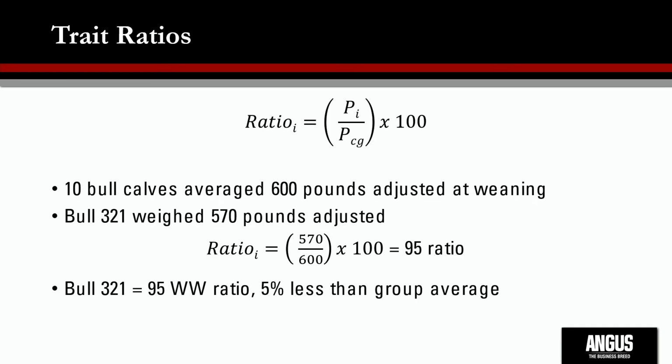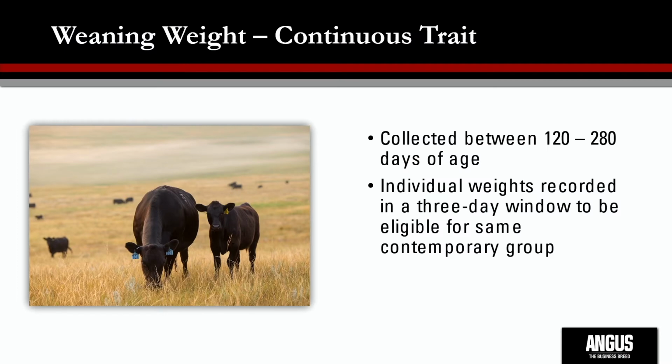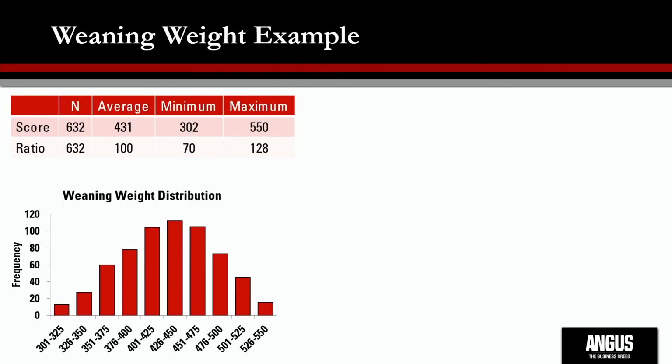All right, so having a concept of how to calculate a basic trait ratio, let's look at the differences of if we have something like weaning weight that's a continuous trait versus, say, a categorical trait, and how that has an effect on ratios. Just as a reminder, our weaning weights are collected between 120 and 280 days of age. And to be eligible for the same contemporary group, a group of calves need to be weighed within a 3-day window in order to be in the same group.